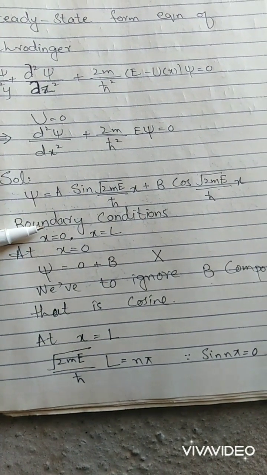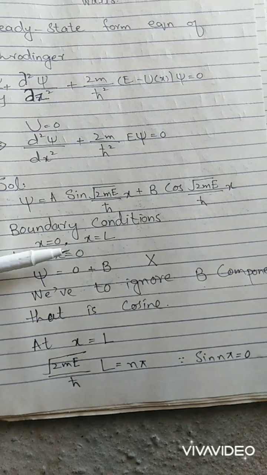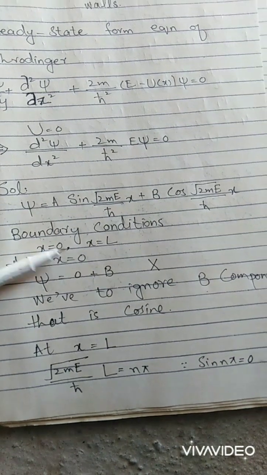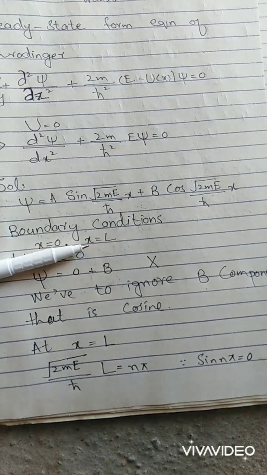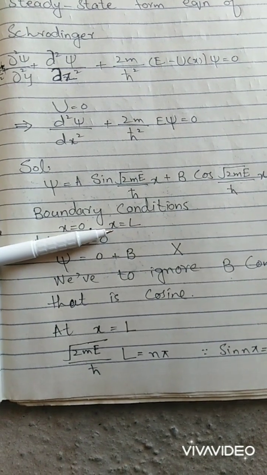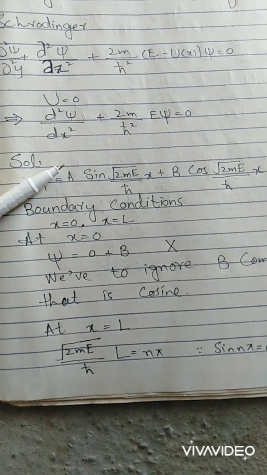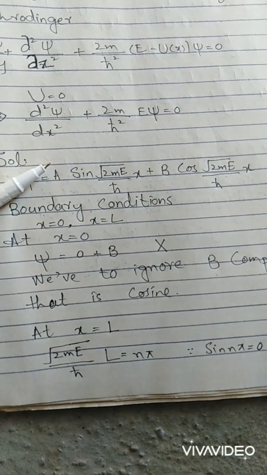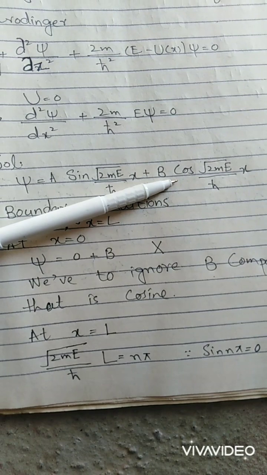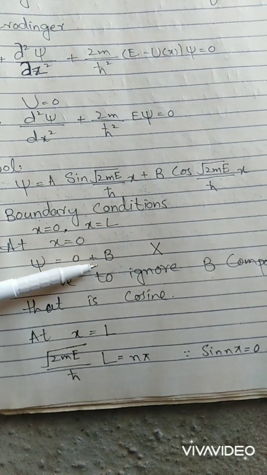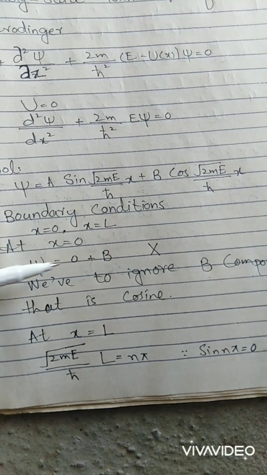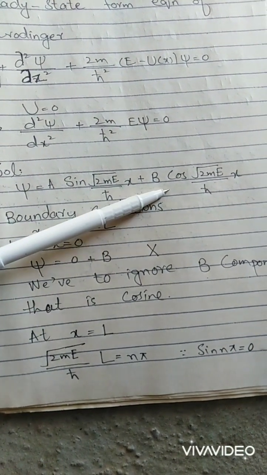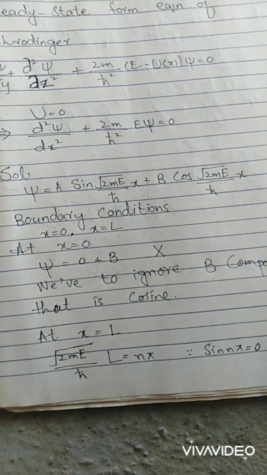We use boundary conditions here, that is x equal to 0 and x equal to L. As I have told earlier that at x equal to 0 and x equal to L, psi should be 0 because the particle cannot cross the wall. Okay, at x equal to 0, we can see that the sine component can be 0 but the cos component cannot be 0 because cos 0 equal to 1. So B is present and psi not equal to 0, so this is not accurate. We have to ignore the cosine component.